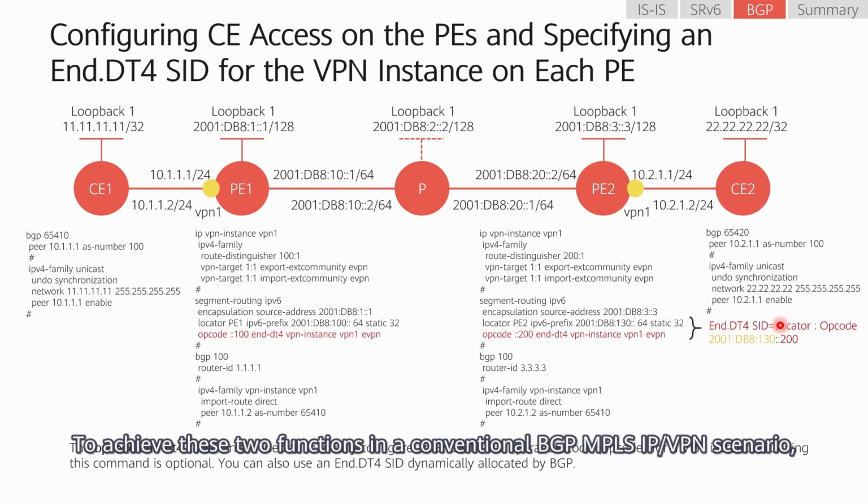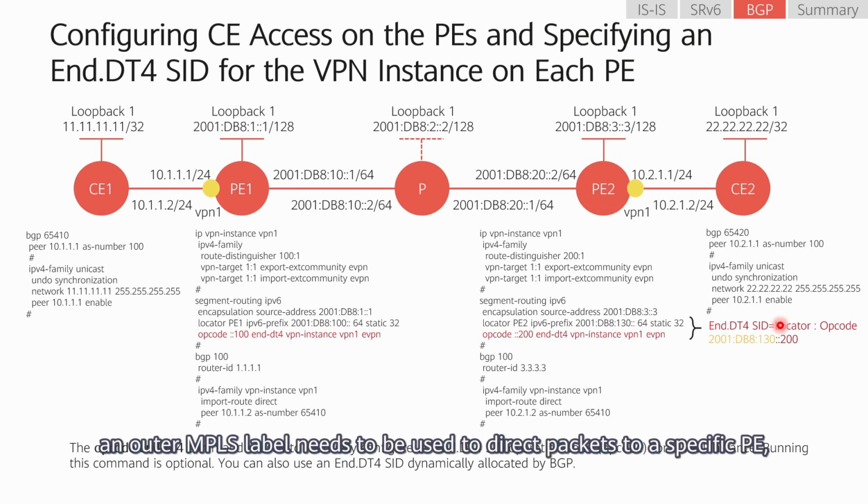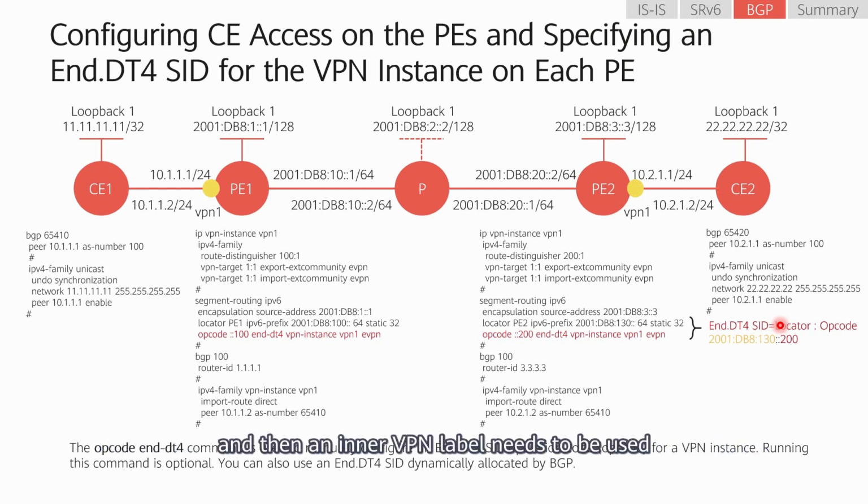To achieve these two functions in a conventional BGP MPLS IP VPN scenario, two labels need to be used. Specifically, an outer MPLS label needs to be used to direct packets to a specific PE, and then an inner VPN label needs to be used to help the PE identify a specific VPN instance. In an SRv6 scenario, however, this can be done by using only an END.DT4 SID.